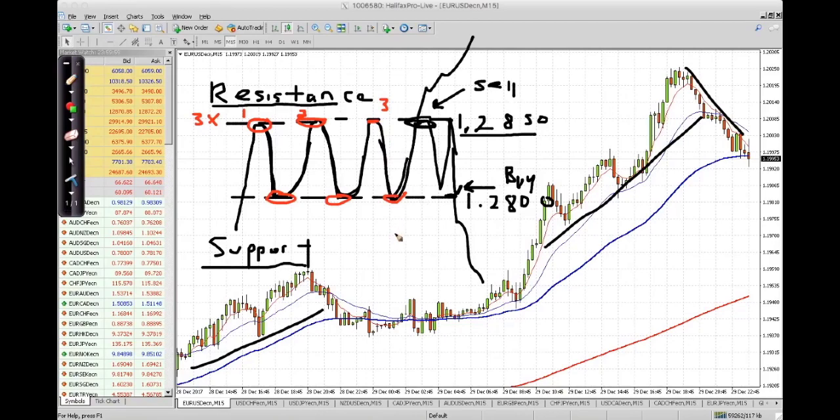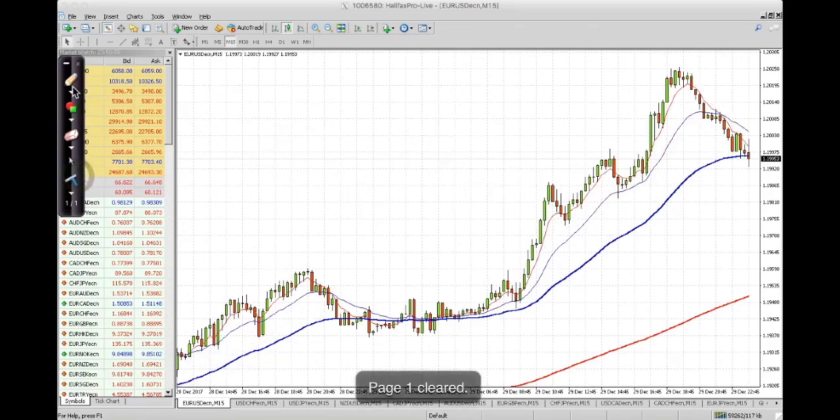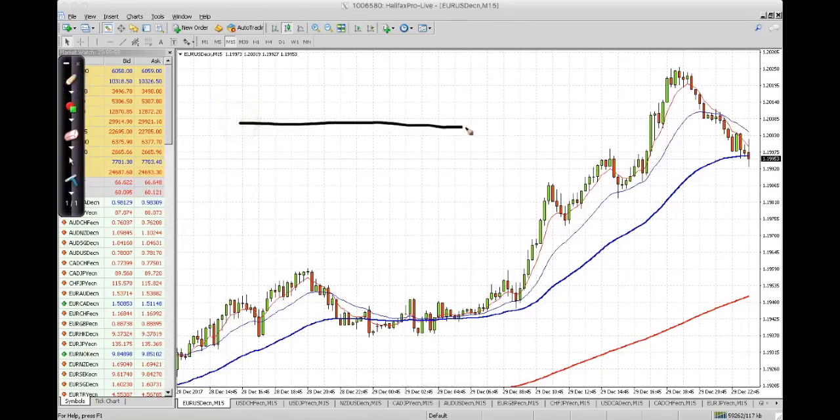The other important thing to understand about resistance and support is that it is not a defined line per se. It's more like a zone. Okay, more like a zone. So what do I mean? Let me draw it one more time. A lot of people think that resistance is a line like that. That's resistance, right? Resistance.